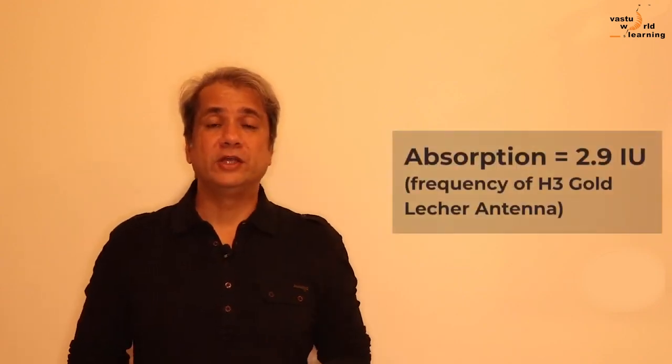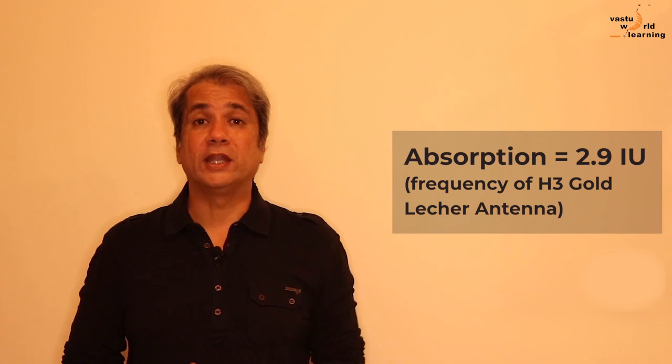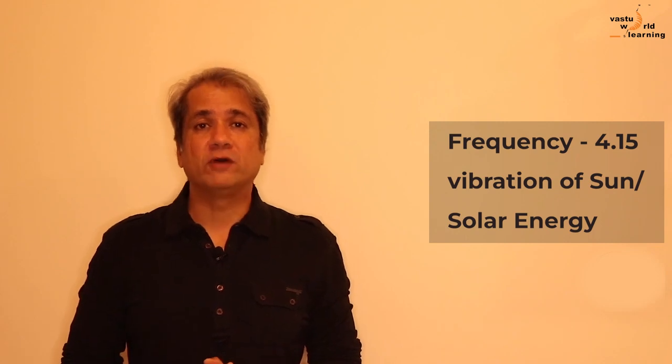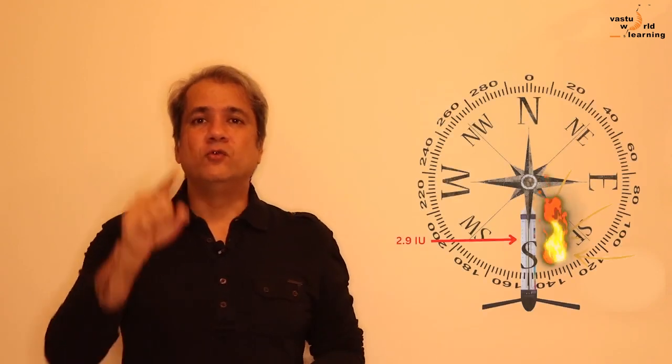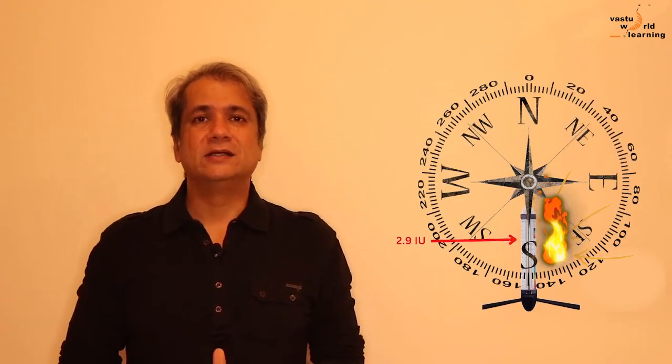So we are talking about 3 gold antennas, a vibration of 2.9 as absorption. Research geobiologists have formed a particular vibration of 4.15 as the sun energy, solar energy. But this is a vibration of the sun which is emitting from the source. I am talking about the absorption. So we consider 2.9 as the S3 value for absorption, which is centripetal, which is southeast, which is a fire element, and which is the lymphatic.